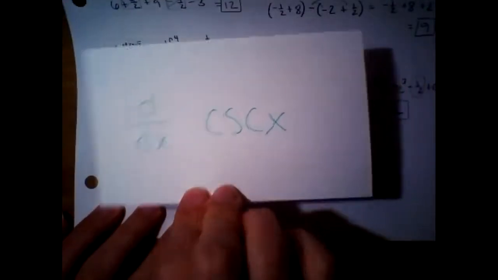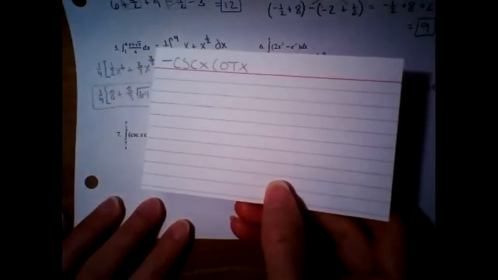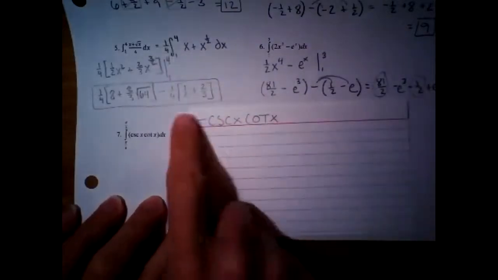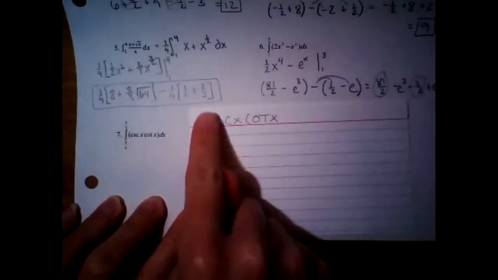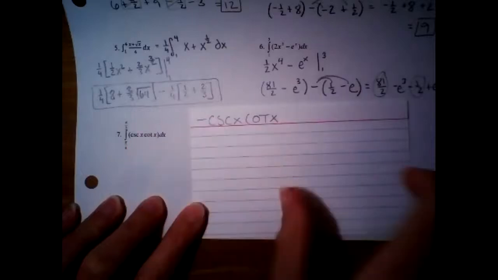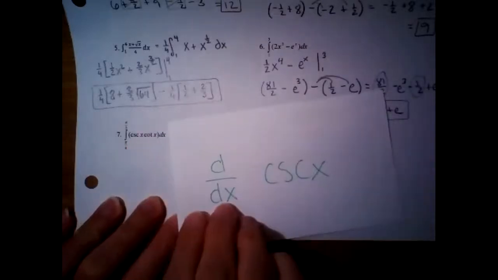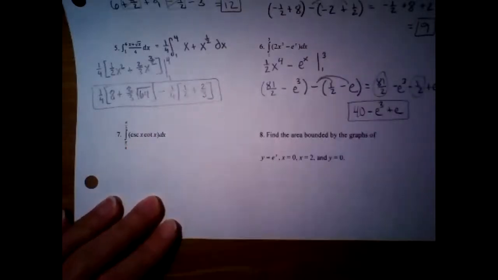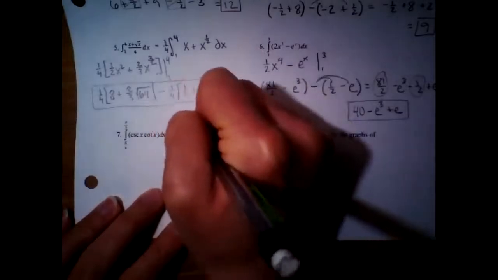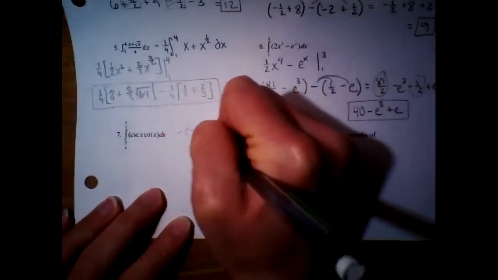Derivative of cosecant is negative cosecant cotangent. So since we want it to be positive, it doesn't match quite exactly. We just need a negative in there. So I'm going to have it be negative cosecant. So negative cosecant is our antiderivative.